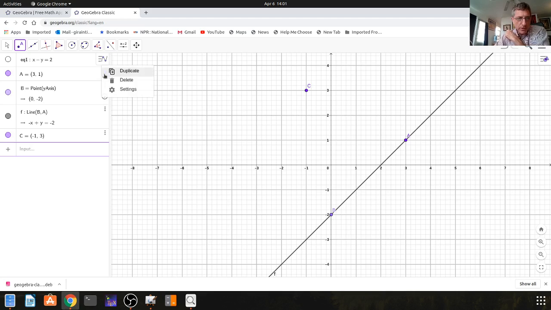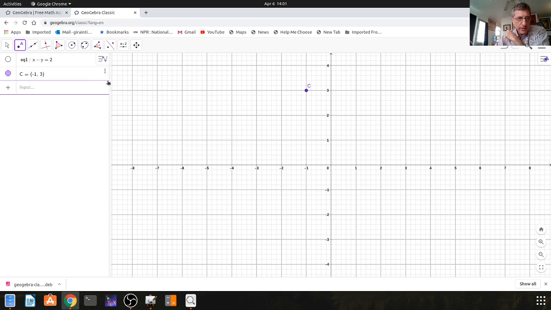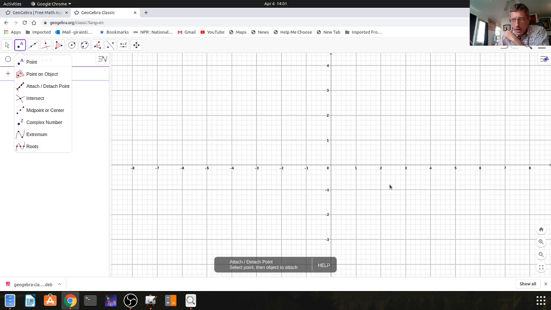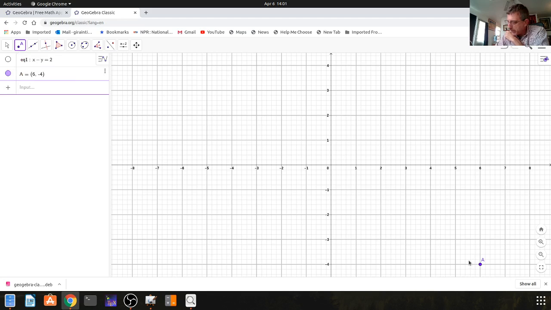But that's what I'm going to do over here. Let me delete all of this. So I'm going to plot 6. Here's my 6. I'm going to come down to minus 4. I'm going to put a point. I shouldn't call it a dot because it's not a dot, it's a point.